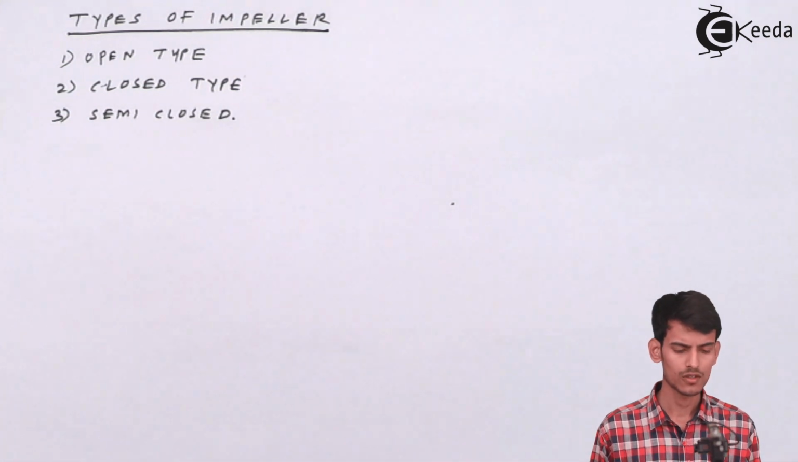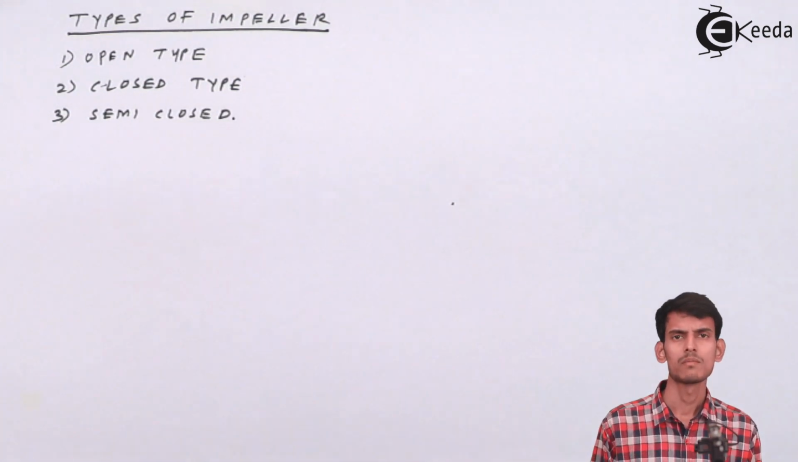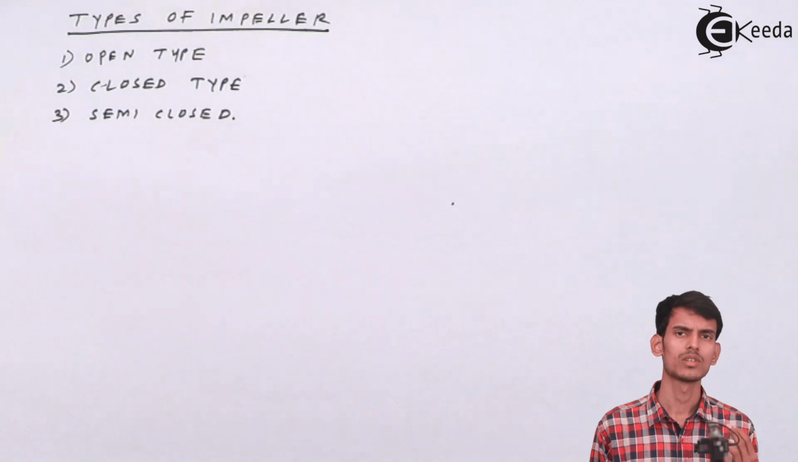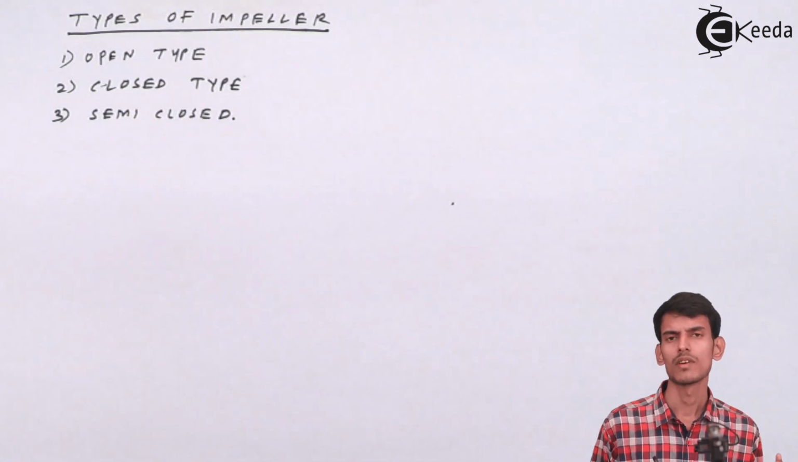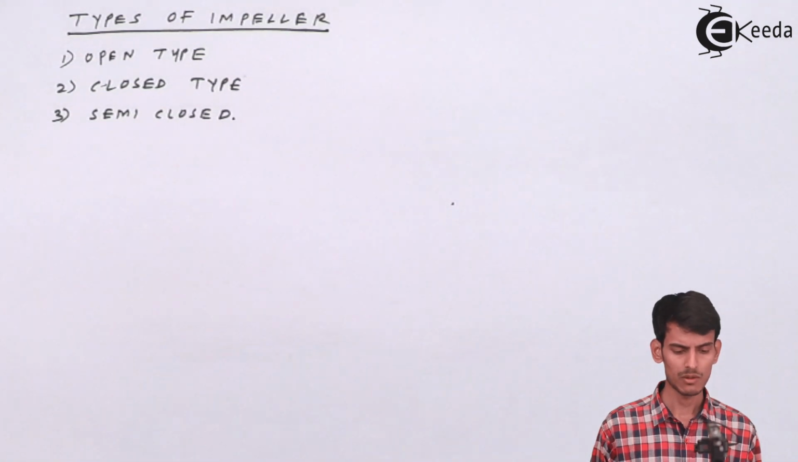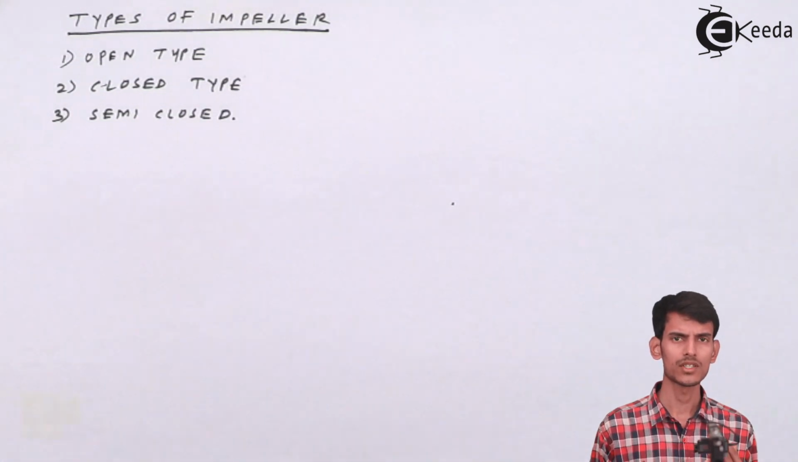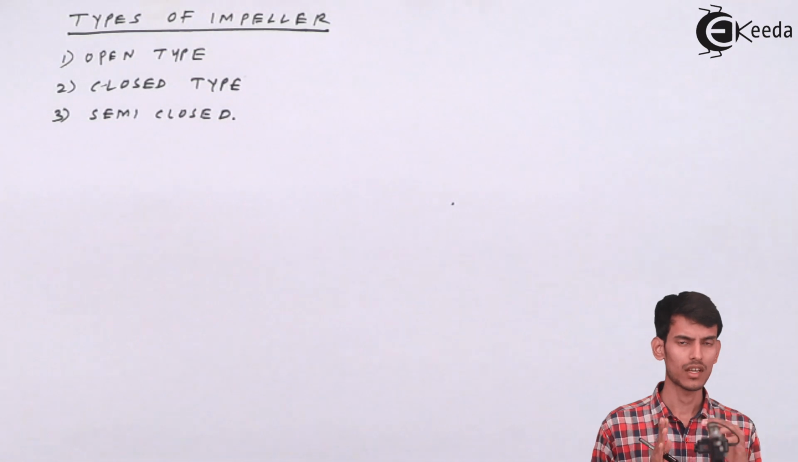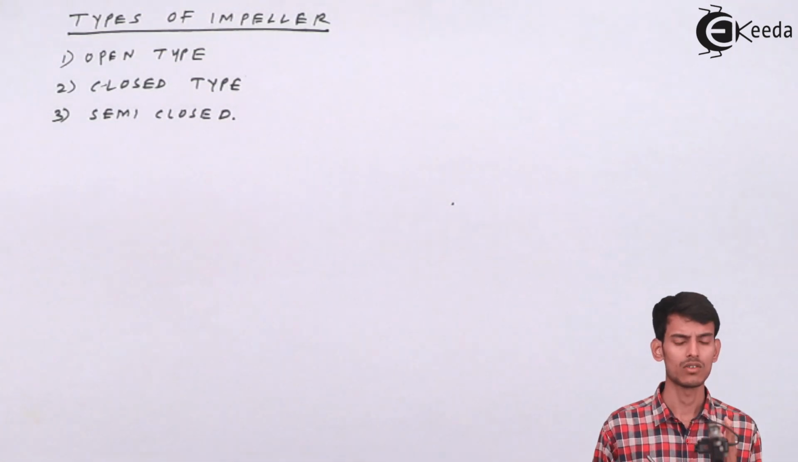So the first is the closed type impeller. In a closed type impeller, you have backward curved vanes, and along with the vanes you have two plates on both the sides. So closed type impeller is vanes along with plates on both the sides. There is a vane at the center and you have plates on both sides.